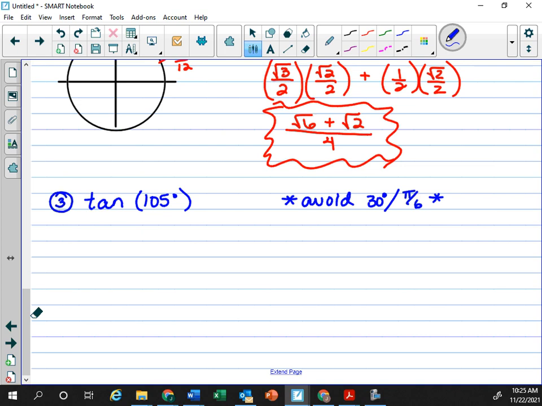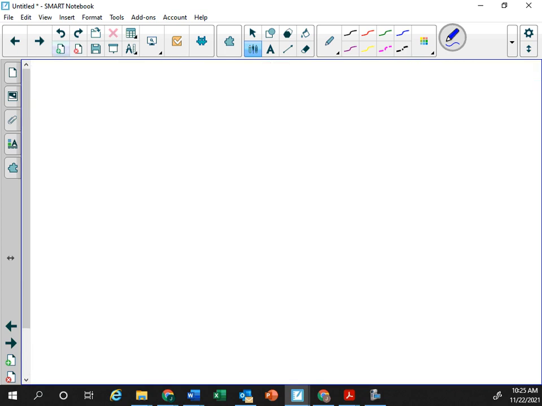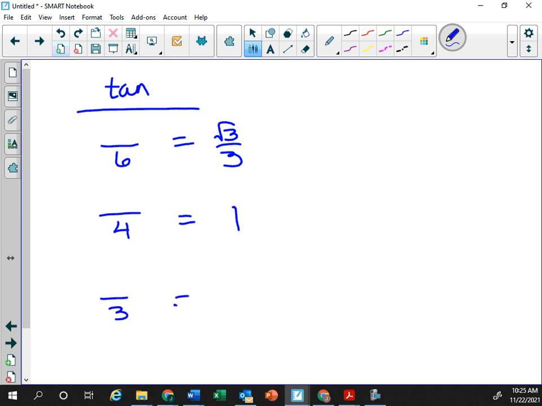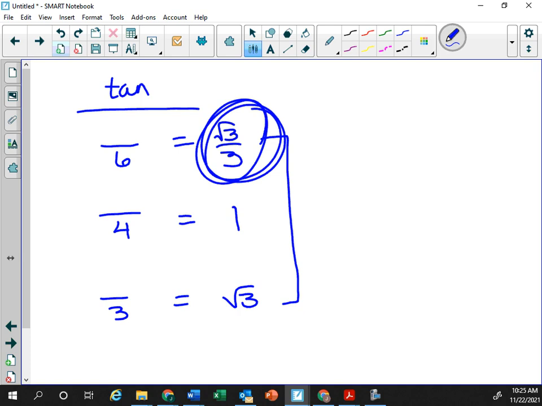No. Remember when I made you that little... square root 3 over 2. Not quite. Remember when we did this and I said tangent of any of the over 6s is always root 3 over 3. The over 4s is 1. The over 3s is root 3. Which is going to be easier to work with in the problem? The root 3 over 3 or just root 3? Just root 3. So avoid this guy when possible. Okay? All right. So back to our problem.